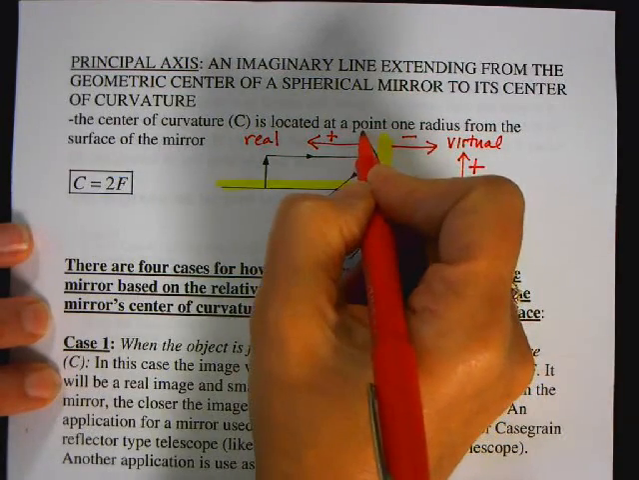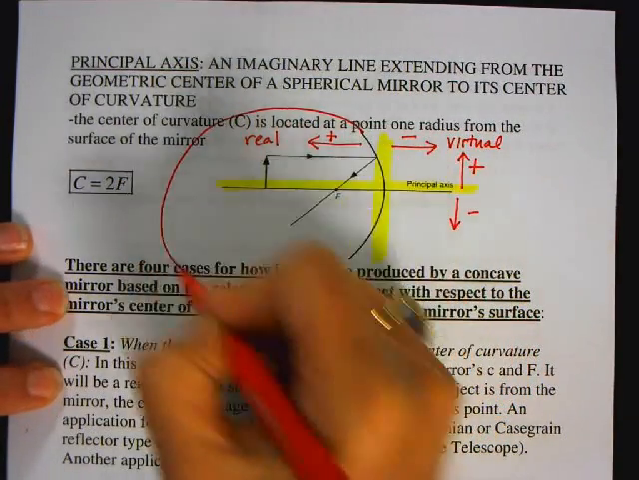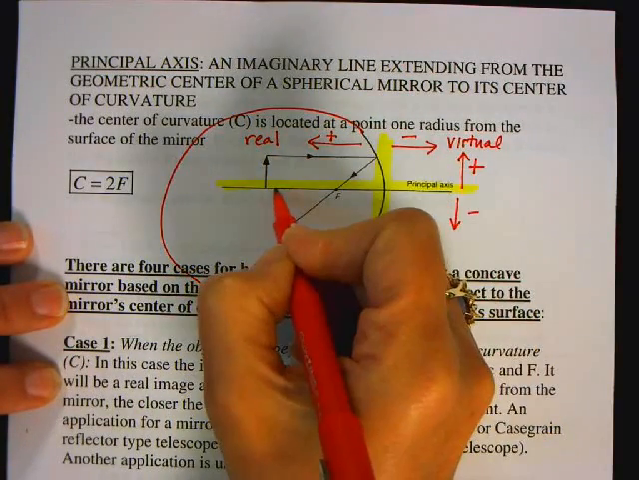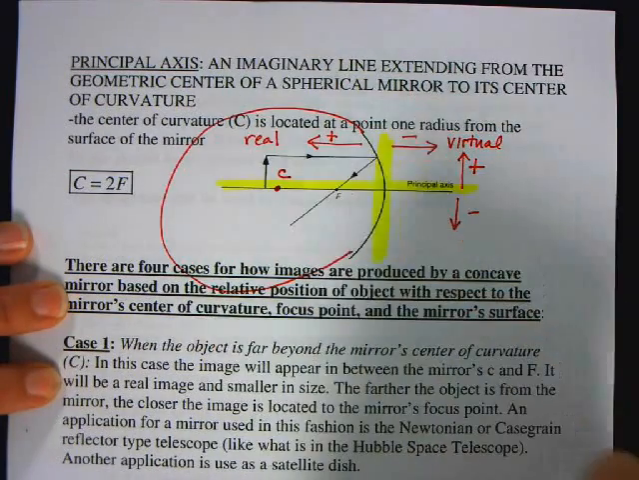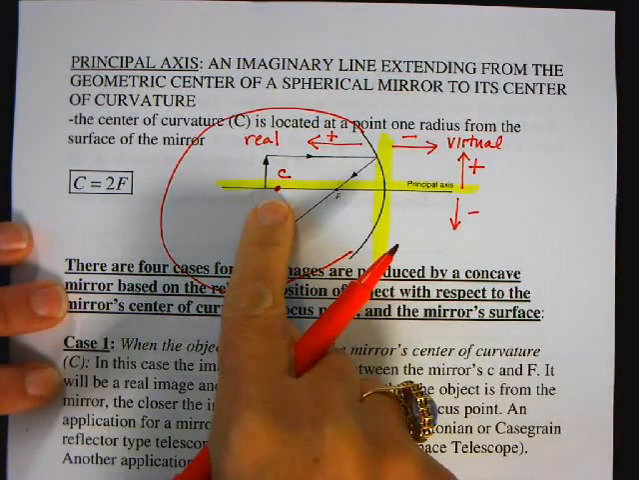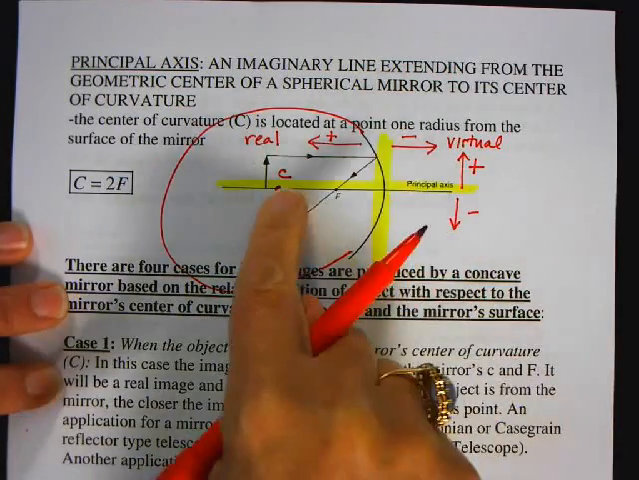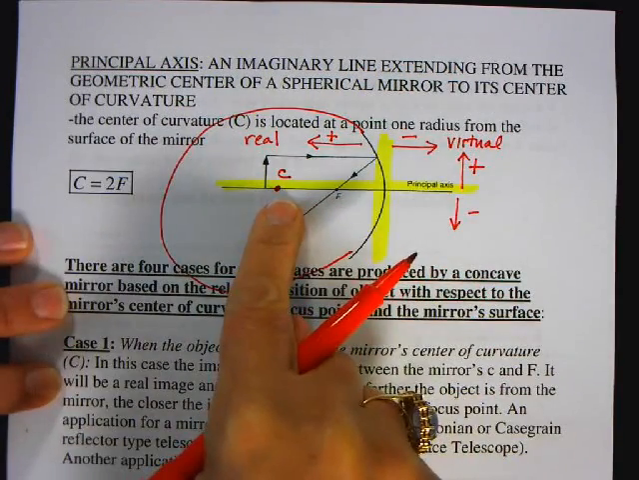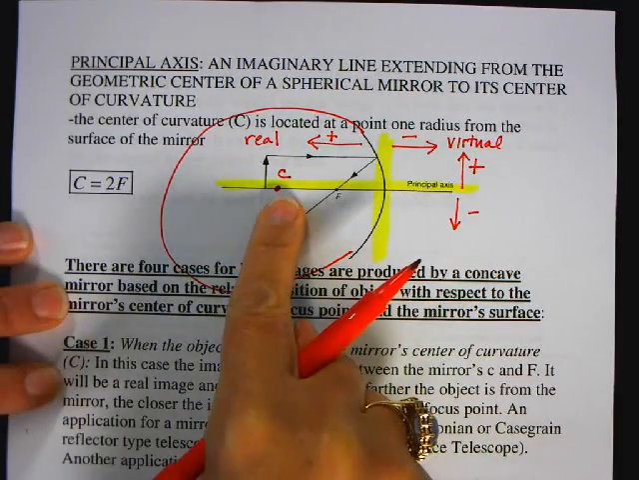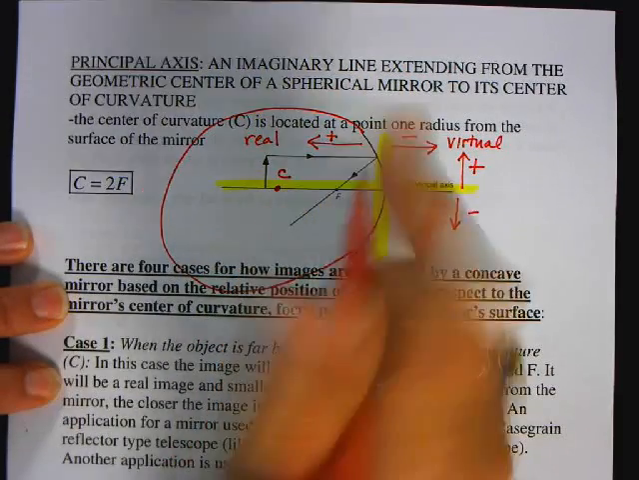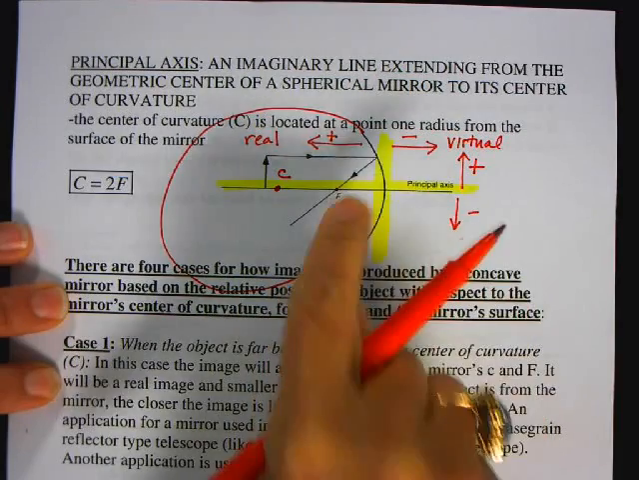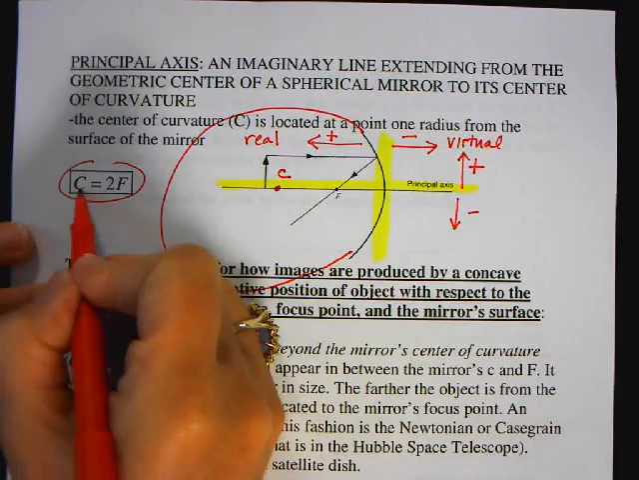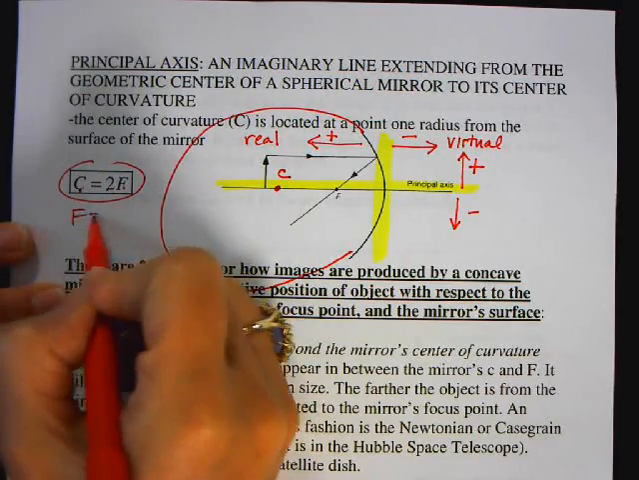Now see how this is a circle? If I was to extend this circle like this, here's my focal point. The center of the circle is actually called the center of curvature. So it's actually located a radius from the surface of the mirror. Now does this make sense that if I extended it, that would be the center of the circle? Okay? And then this focal point is exactly half of the center of curvature. So the center of curvature is 2f, or f is equal to C divided by 2.